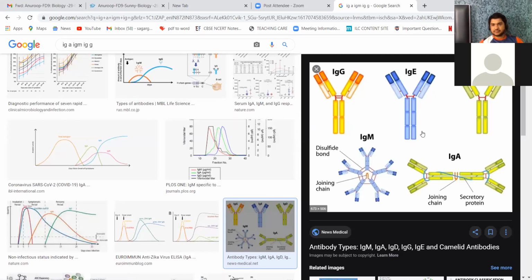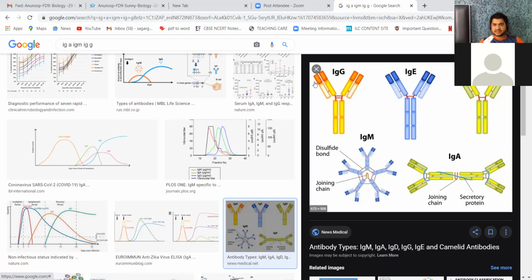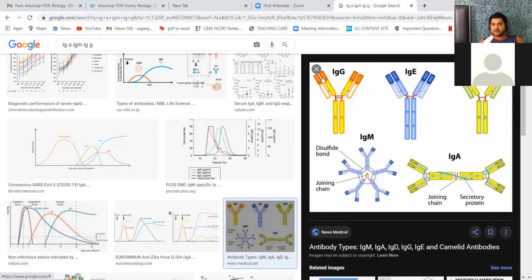These are the antibodies which are killing the pathogen. So this is a light chain. Can you see my cursor? This is a light chain. These are the heavy chains. This is IgG, this is IgE, this is IgD, this is IgA, and this is IgM. So this is how these molecules look. And can you see this orange part?